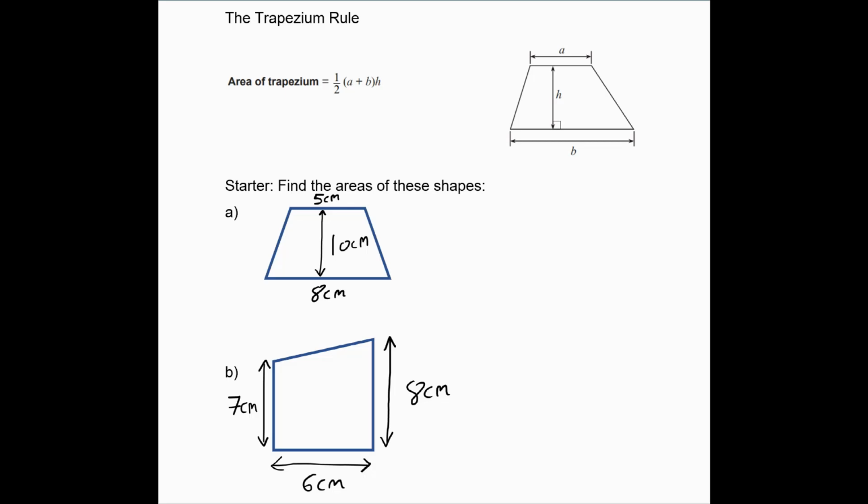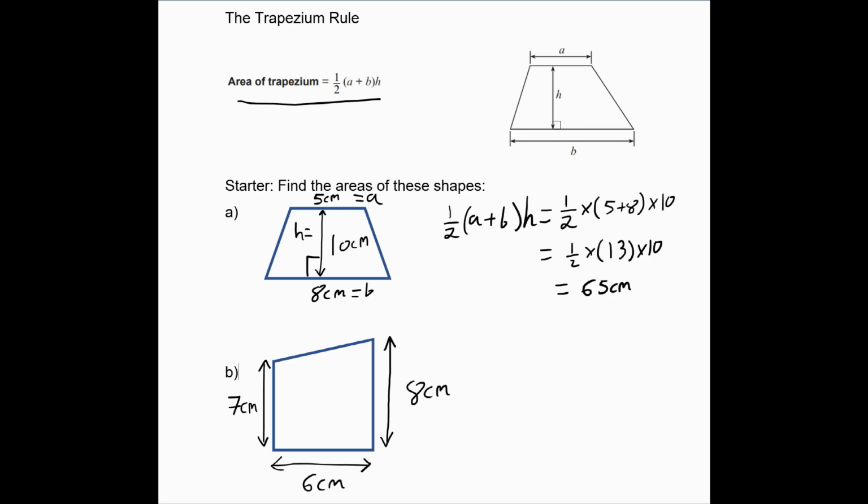Before we start using the trapezium rule in GCSE style questions, we need to remind ourselves of how to work out the area of a trapezium. In your formula booklet, you will be given this formula for the area of a trapezium. In the starter questions, in question A, I could label the two parallel sides of the trapezium that I've been given, a and b, and the perpendicular height of the trapezium, that is the distance between those two parallel sides, as h. I could then substitute the values into the formula, half (a plus b) h, and that will give me the area of the trapezium.